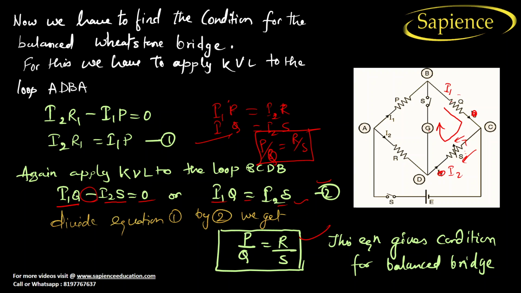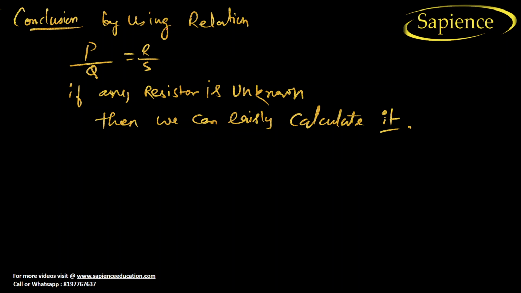So this is the equation we have derived. It means that when there is a balance condition, if you don't know one of the resistors, but you know the other resistances, P will be known, Q will be known, S will be known, so you can easily find R as the unknown resistance. So this equation gives the balance condition of the bridge. In conclusion, by using this relation, if any resistor is unknown, we can easily find it. I hope you have understood how to use the Wheatstone bridge.